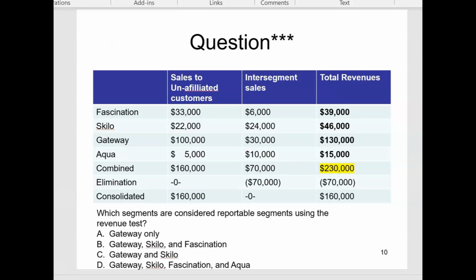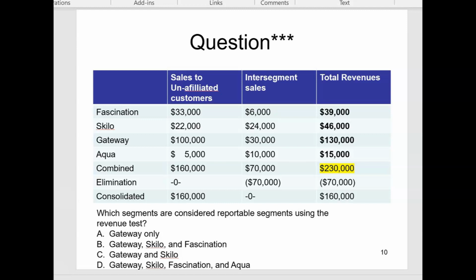So slide 10 just continues on and says which segments are considered reportable segments using the revenue test. And they'll give you all this information on the exam in the table. And the answer is B, right? Gateway, Skillo, and Fascination, because they passed the revenue test. And they're based on the $230,000 of combined revenue.